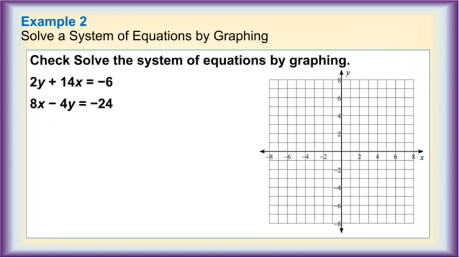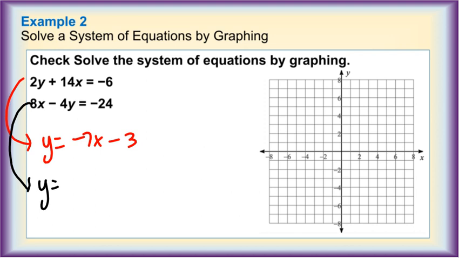Next, solve this one. Here, if I subtract 14x and then divide by 2, this would be y equals negative 7x minus 3. And the other one, I would subtract 8 and then divide by negative 4. So that'd be negative 8 divided by negative 4 is 2x. Negative 24 divided by negative 4 is a positive 6. So I'll do that one first. So put a point at 6. Go up 2 to the right one, or I go down 2 to the left one.